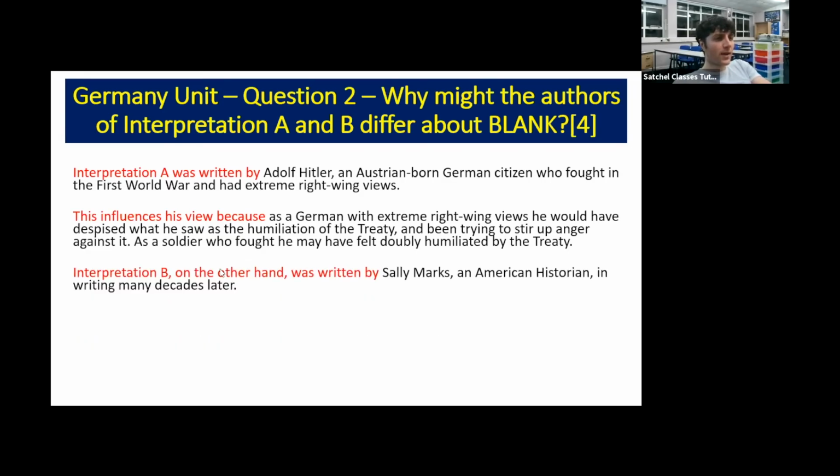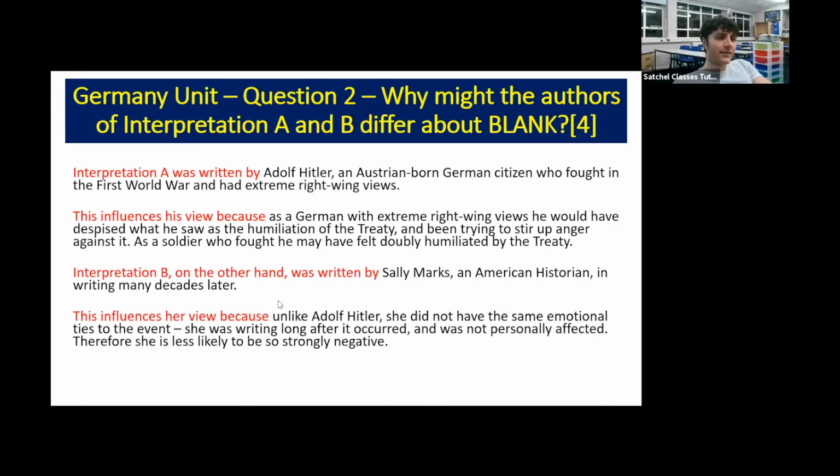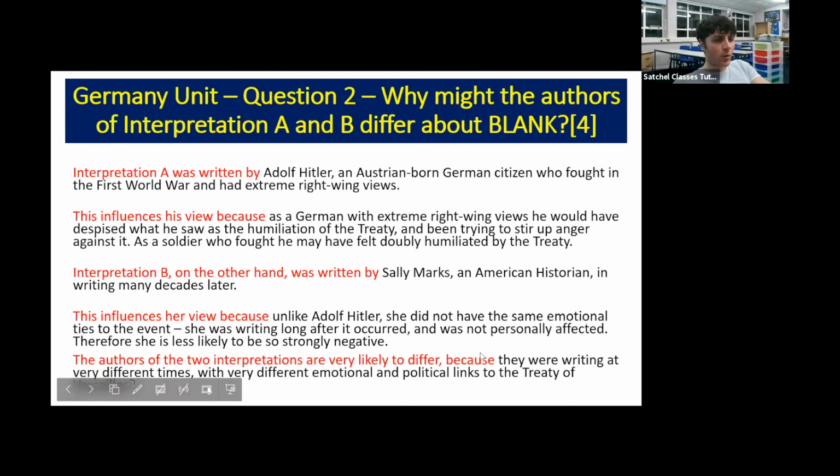Then same process for B. Interpretation B, on the other hand, was written by Sally Marks, an American historian, and writing many decades later. That would have influenced her view because unlike Adolf Hitler, she did not have the same emotional ties to the event. She was writing long after it occurred and was not personally affected. Therefore, she is less likely to be so strongly negative. So Sally Marks was not German and wasn't there at the time. She's writing a long time afterwards and is from a different nationality. And so she's not got the same emotional sensitivity or negative response to the treaty. She's much more likely to see the positive side of it. And then again, we would put our summary sentence in there, just re-summarizing the argument.